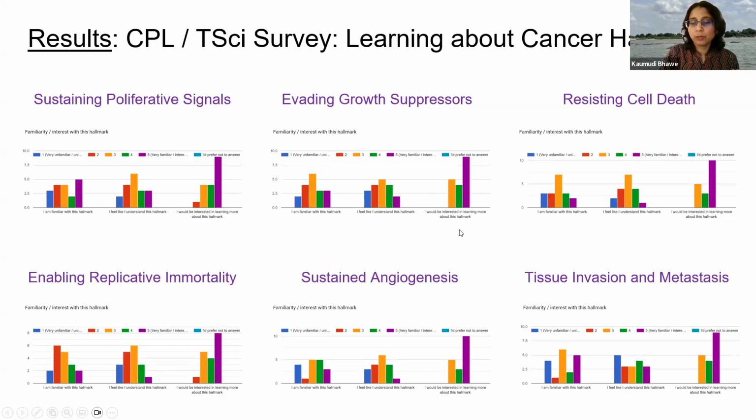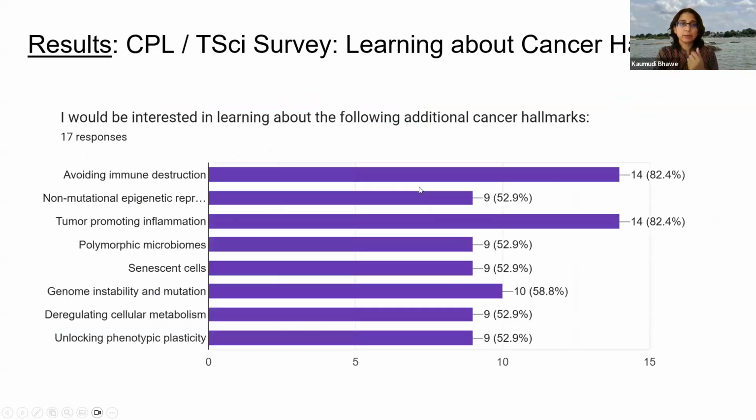Maybe people are more familiar with those hallmarks, but overall, most people were interested in all 6 initial hallmarks, as well as we asked about what other hallmarks people were interested in. And the top 2 that came up were avoiding immune destruction and tumor promoting inflammation. So I will be talking about these topics as well.